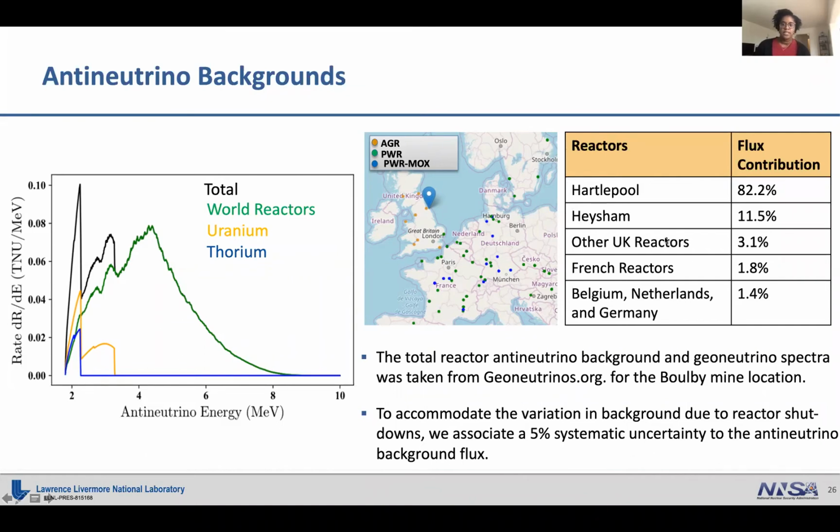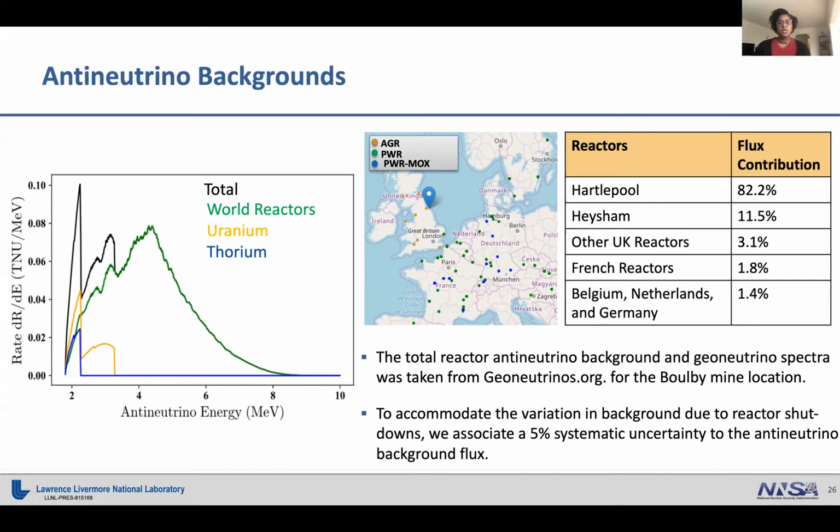emission. And so the rest of the United Kingdom reactors are going to contribute about 3%. The French reactors, we see some of those, about 2%. And then the rest of the reactors from Belgium, the Netherlands, and Germany contribute about the other 1.5% of the antineutrinos that we're going to see.